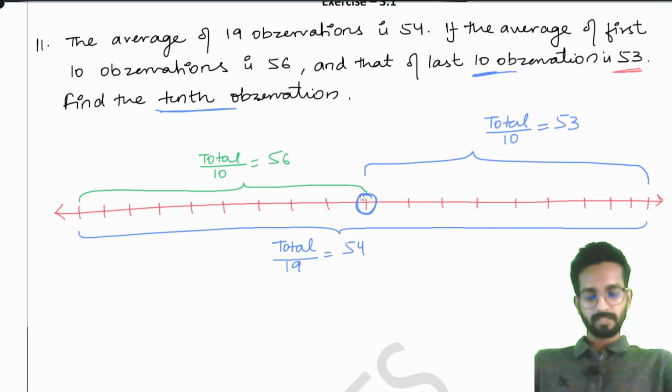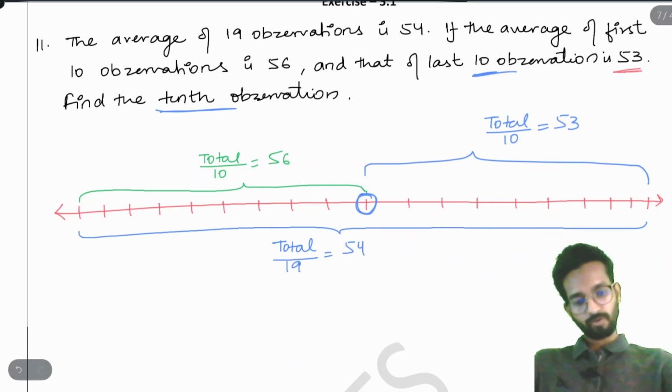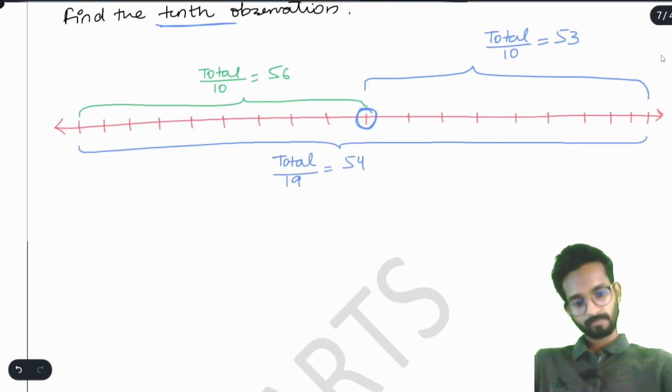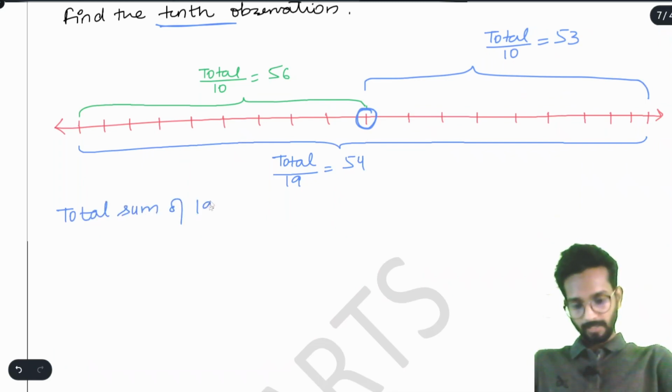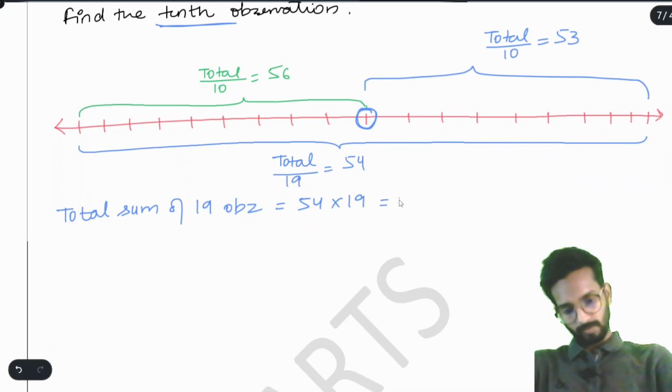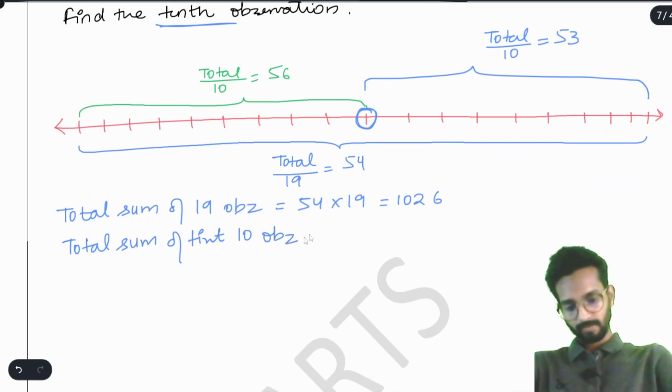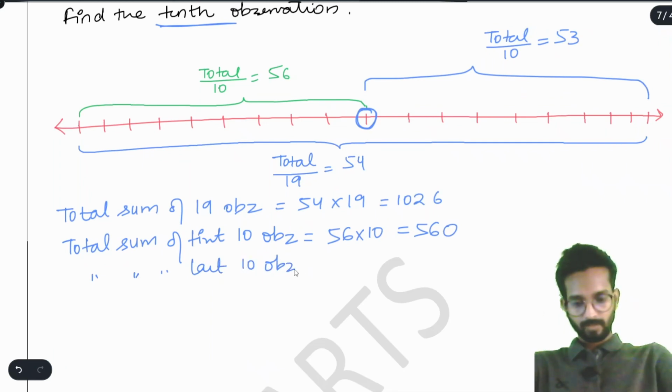Now if you can understand this, we know the total and we know the average of total numbers, average of first 10 and last 10. How can we find out? Understand this. The total sum of 19 observation you can say as 54 into 19, that is nothing but 1026. Then total sum of first 10 observation is equal to 56 into 10, that is 560, and total sum of last 10 observation is 53 into 10, that is 530.